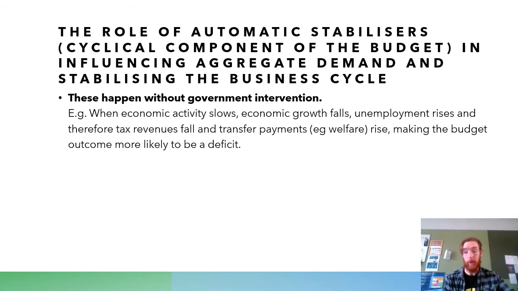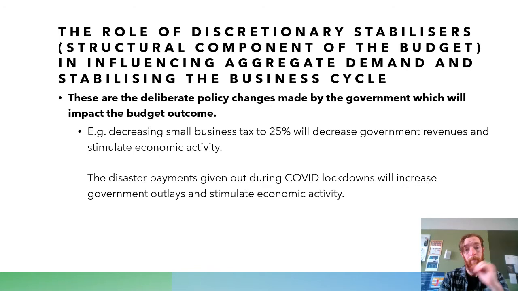As a contraction starts to occur, people start losing their jobs, they stop paying as much tax, they move on to a transfer income. That means less revenues for the government, more outlays going out. That means we're more likely to go into a deficit, which will then turn around the other way, start expanding again. So when economic activity slows, economic growth falls, unemployment rises, and therefore tax revenues fall and transfer payments, e.g. welfare, rise, making the budget outcome more likely to be a deficit.